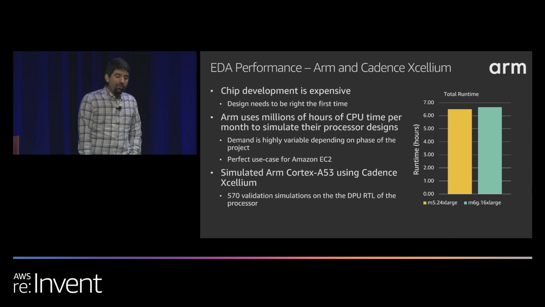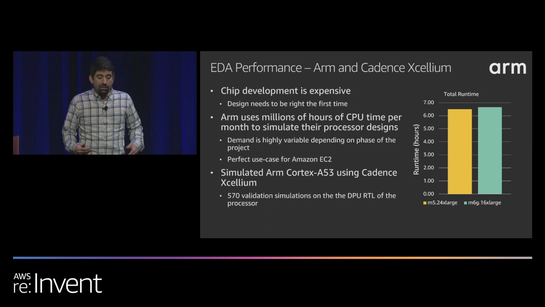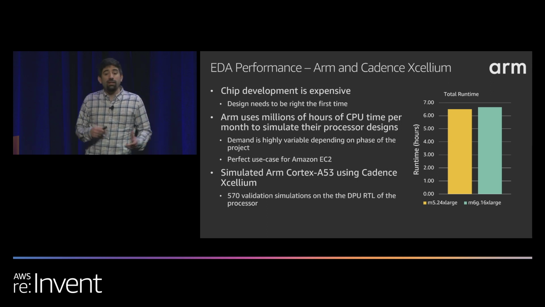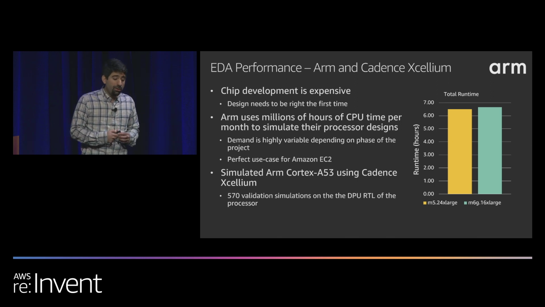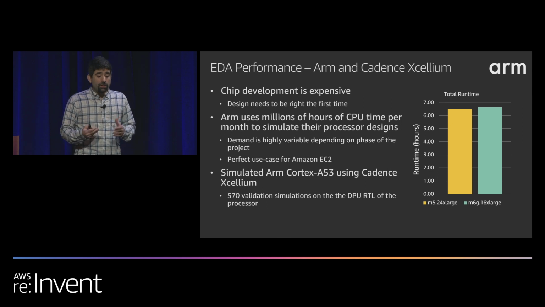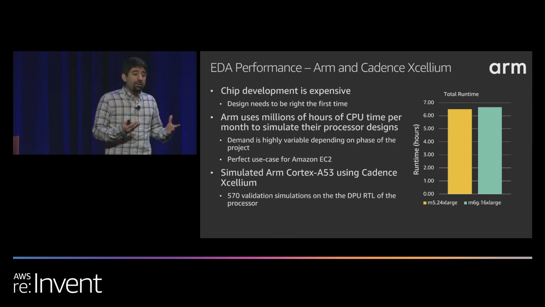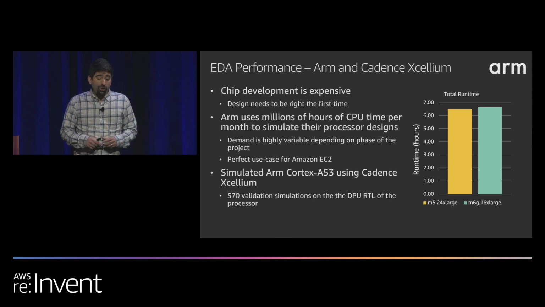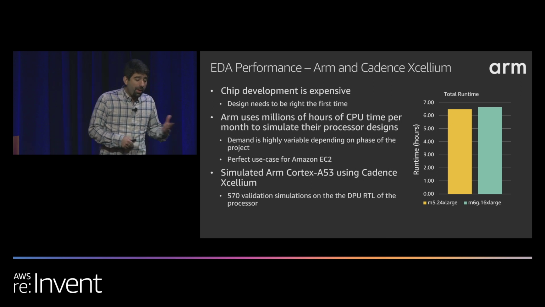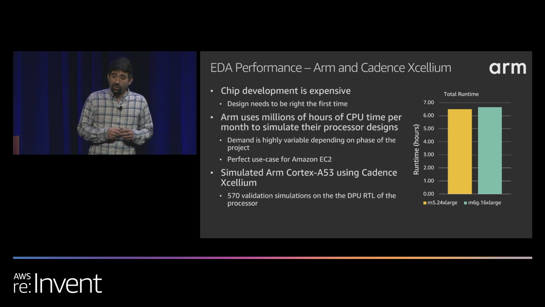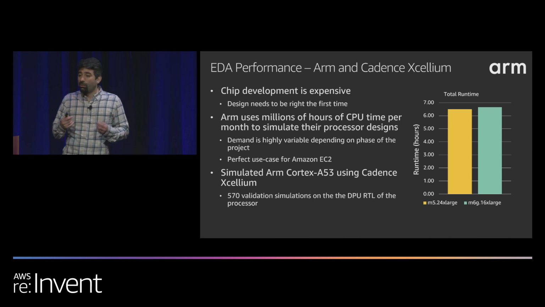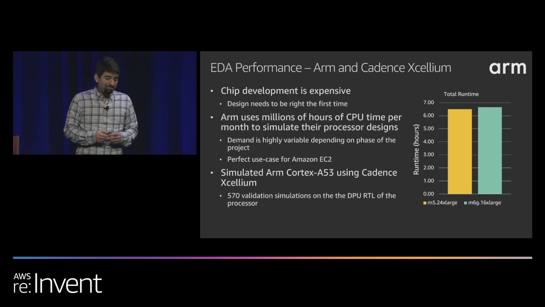So every month, Arm uses millions of CPU hours to simulate their designs. But that demand is highly variable, depending on the phases of their various projects. And this is a perfect use case for Amazon EC2, where as demand increases, they can launch more instances, and as demand wanes, they can stop those instances. So when we made this M6G available to Arm, that was one of the first things they were interested in. How does it perform on their business-critical workloads?